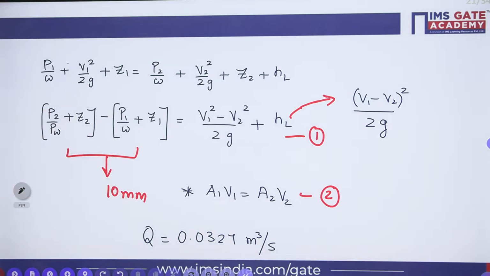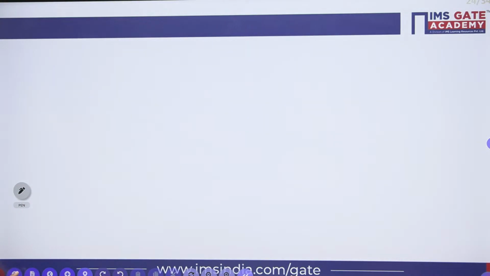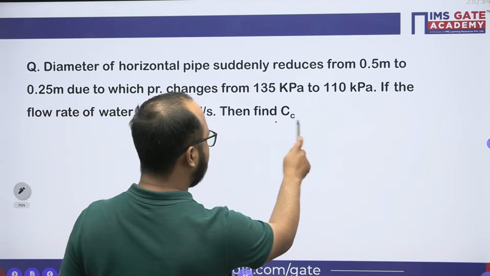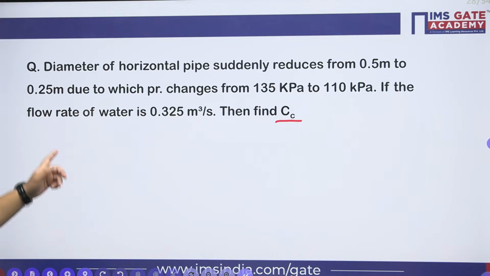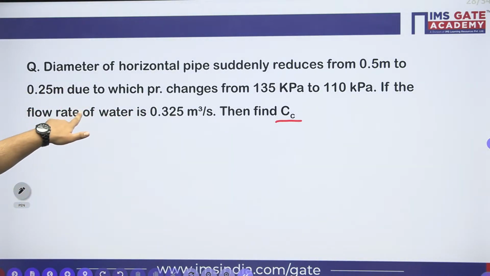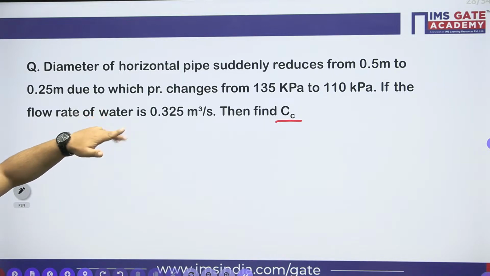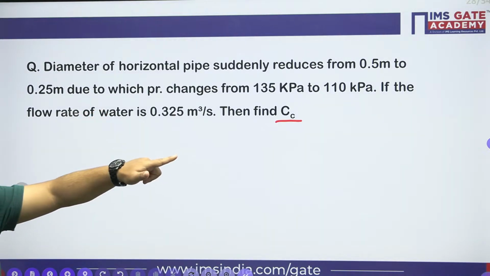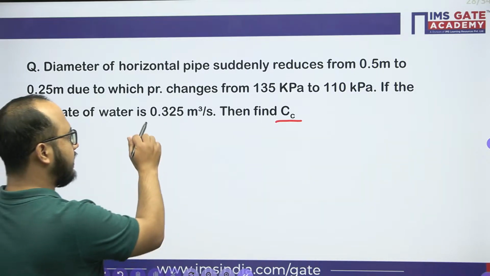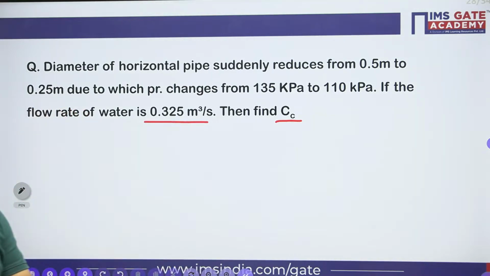Now moving to the next question, guys. In this case they are asking for the coefficient of contraction. A horizontal pipe suddenly reduces, a sudden contraction case, from 0.5 to 0.25, due to which pressure changes from 135 kilopascal to 110 kilopascal. If the flow rate is directly given, calculate the coefficient of contraction. Do it fast.